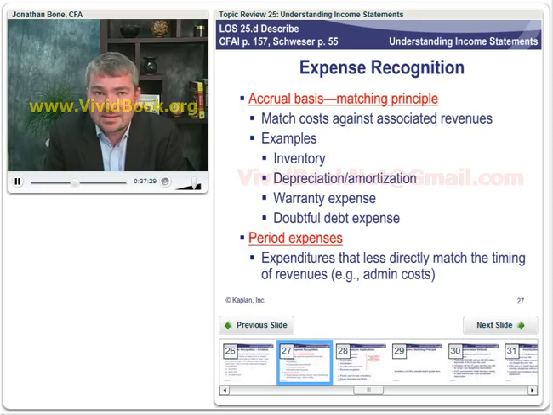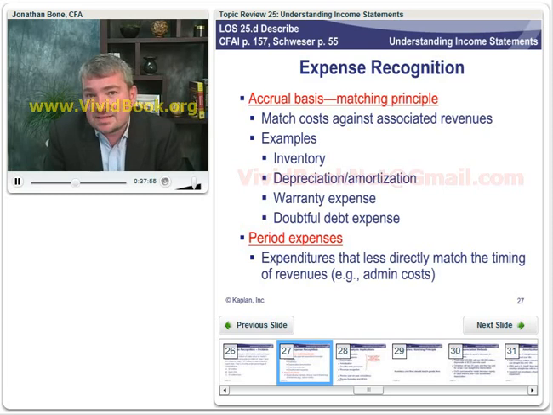Warranty expenses. Now, warranty expense, of course, warranties are all about repairing faulty goods. Now, of course, at the time of the sale, you don't know what that warranty expense will be. So we're going to have to estimate it. But the matching concept says we should match cost against revenues, so we'll account for the warranty at the time of the sale, not when the faulty goods are actually returned for repair in the future.